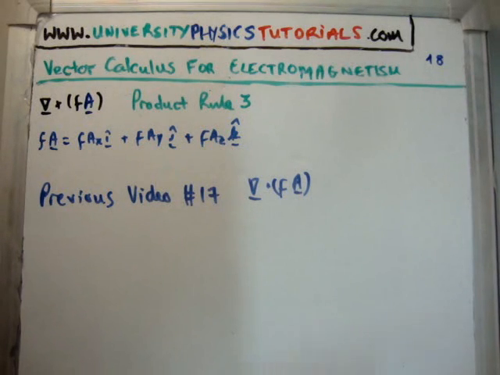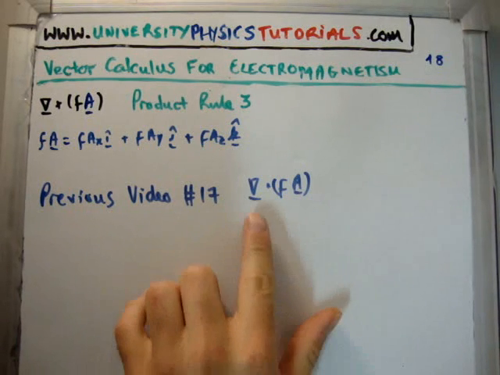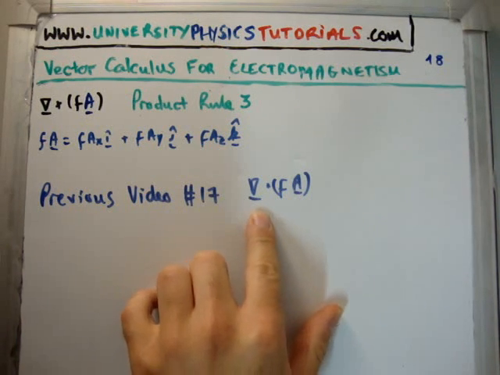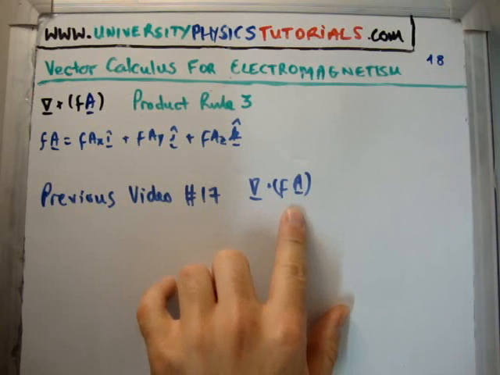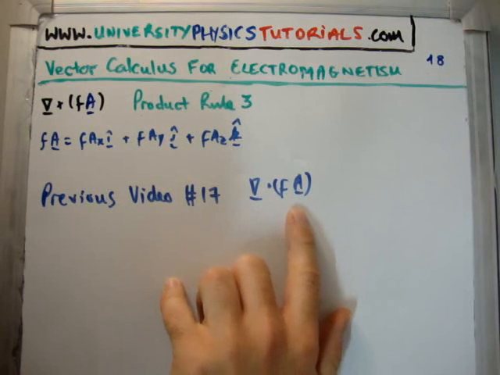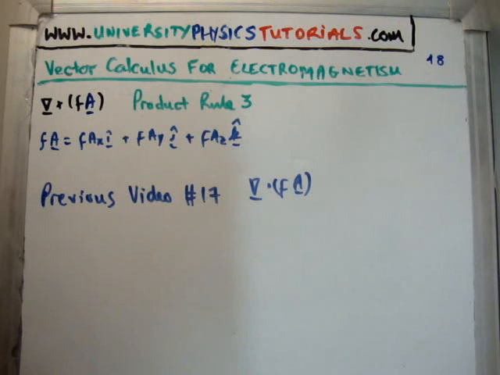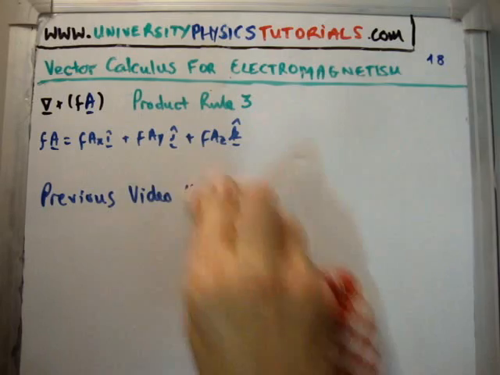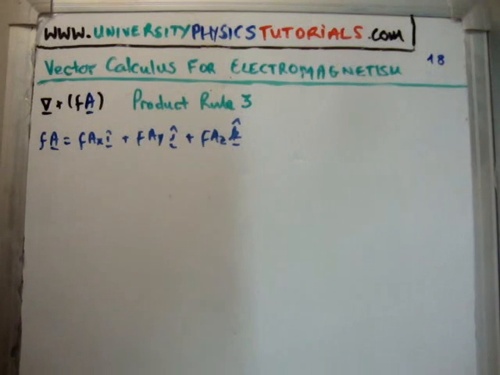The previous video to this is number 17, where I proved the formula for when we take the dot product, or the divergence, of the vector field made when you multiply the vector A by the scalar F. That's important because I discussed the kind of thought process required. So I'd recommend that you watch that video prior to this.